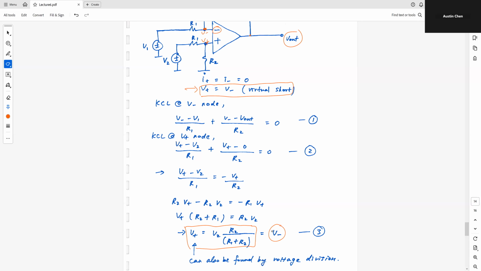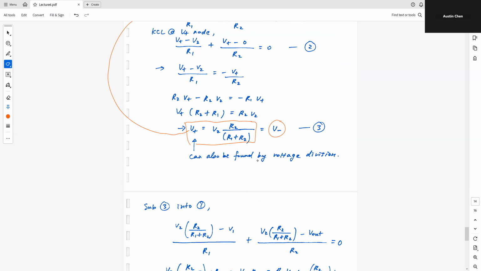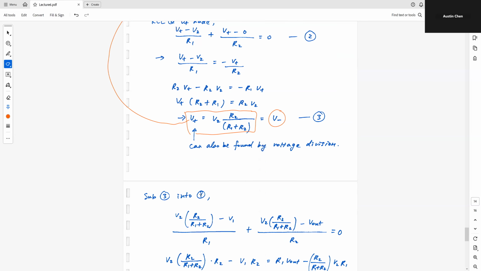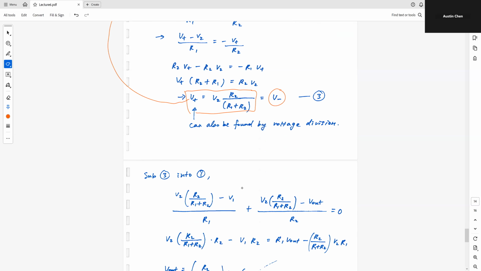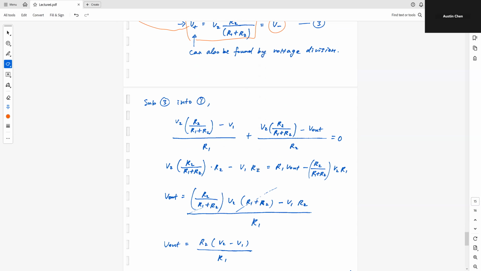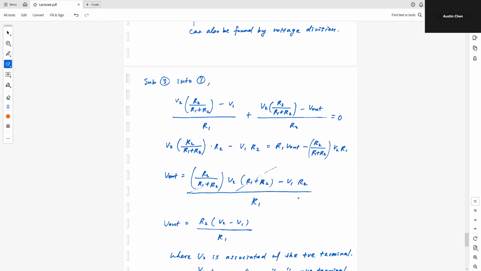So from equation 2, we first found this, and then we set it equal to V minus. The reason we wanted to do that is because we wanted to plug this entire term, this equation here, into here, so that we can find a relationship between V out and V1 and V2. So substitute 3 into 1. I show you all the steps here, and you can go over the math.